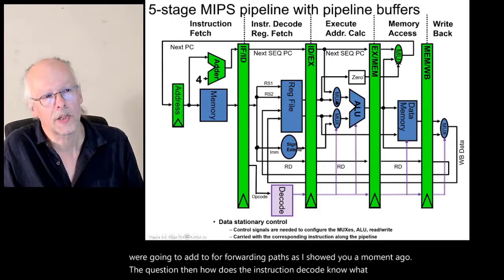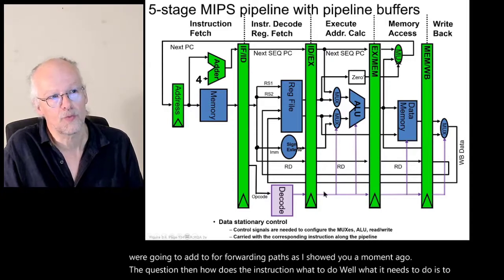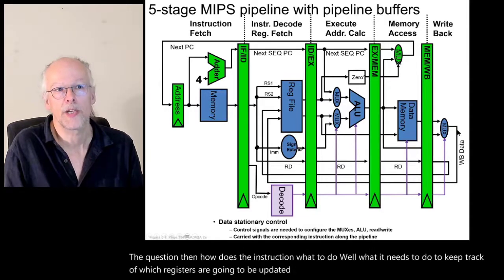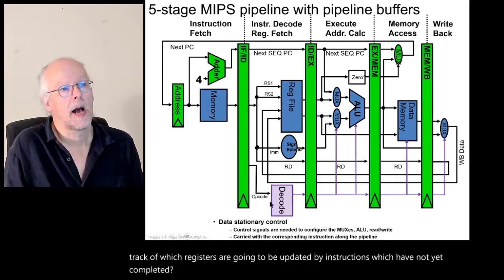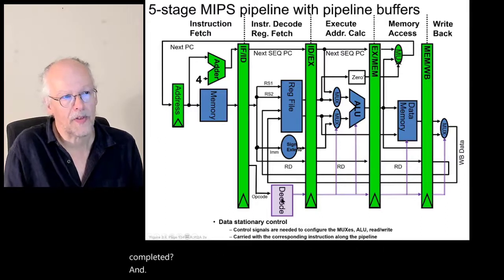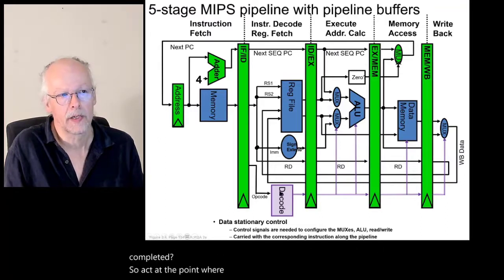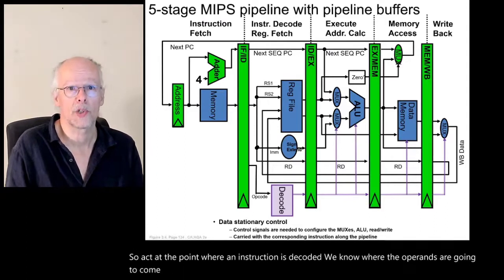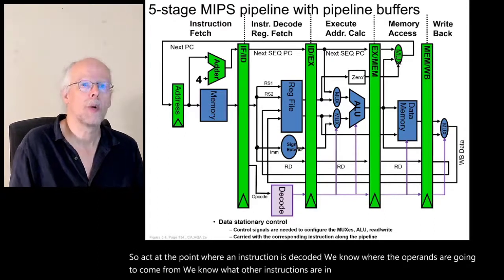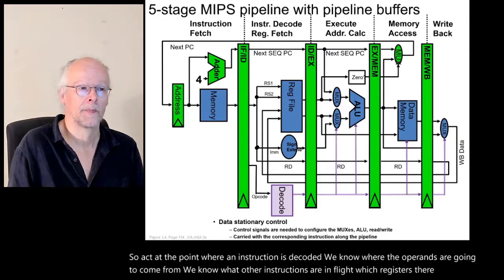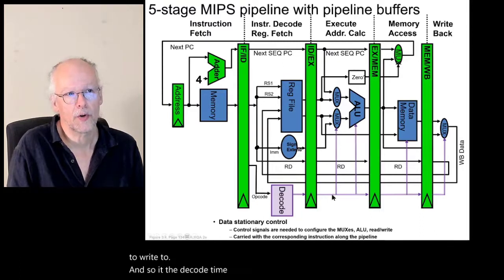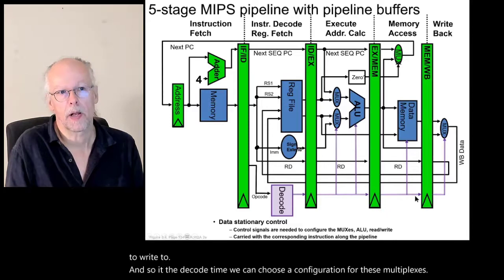Well, what it needs to do is to keep track of which registers are going to be updated by instructions which have not yet completed. And so at the point where an instruction is decoded, we know where the operands are going to come from. We know what other instructions are in flight and which registers they're going to write to. And so at decode time, we can choose a configuration for these multiplexers and pass it down the pipeline.